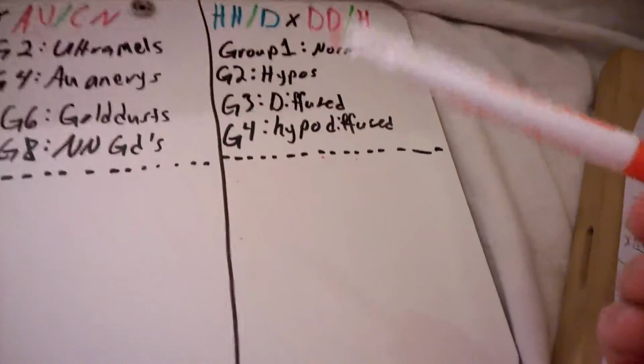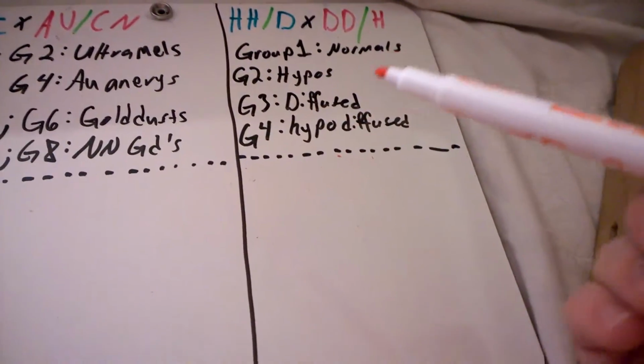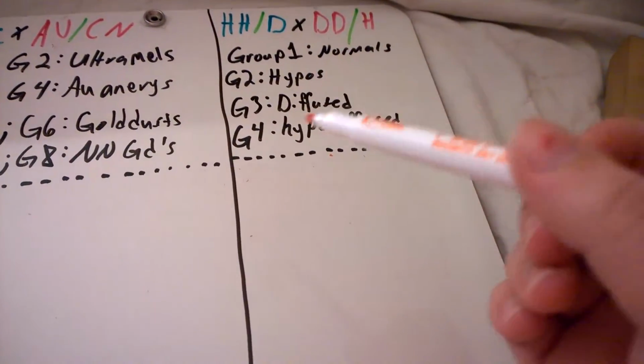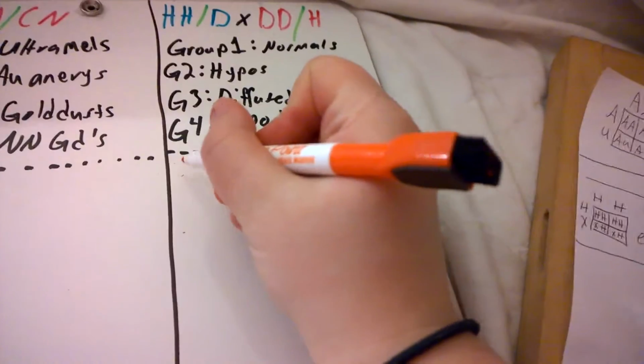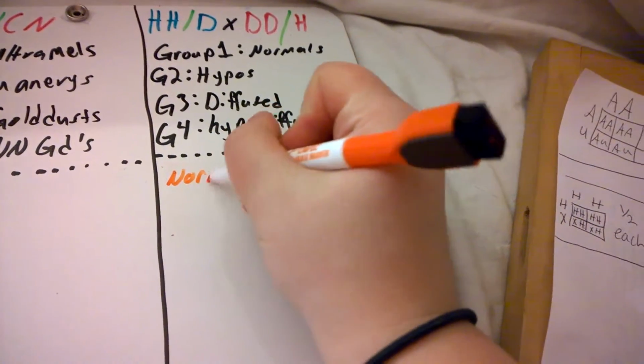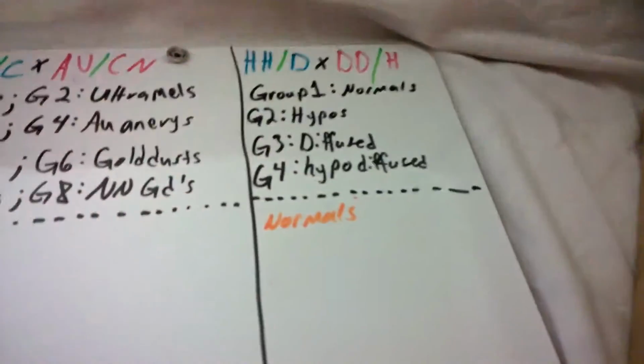So if we go back over here, sorry, like I said, I've got a cough drop in my mouth. I'm trying to talk. Okay, we know that group 1 is going to be normals. So I'm going to write down normals here. Normals. Okay.